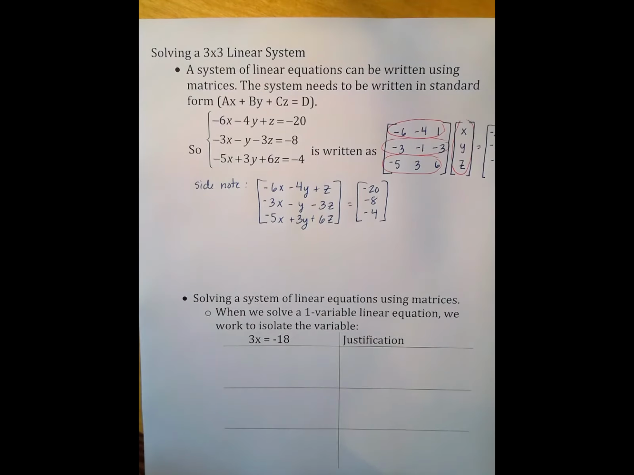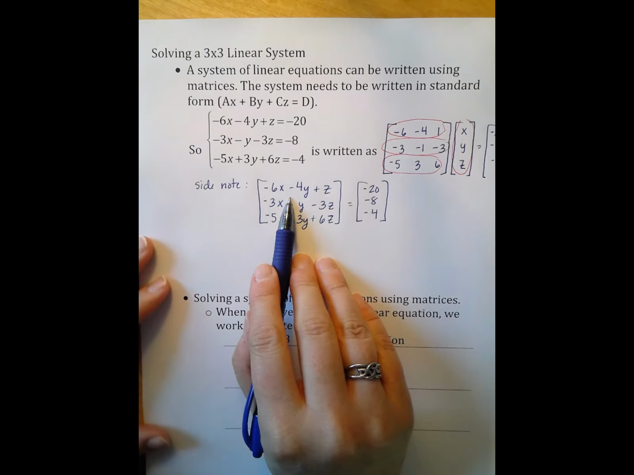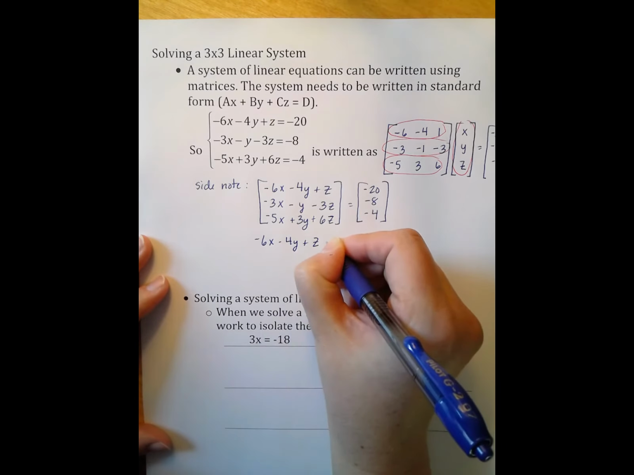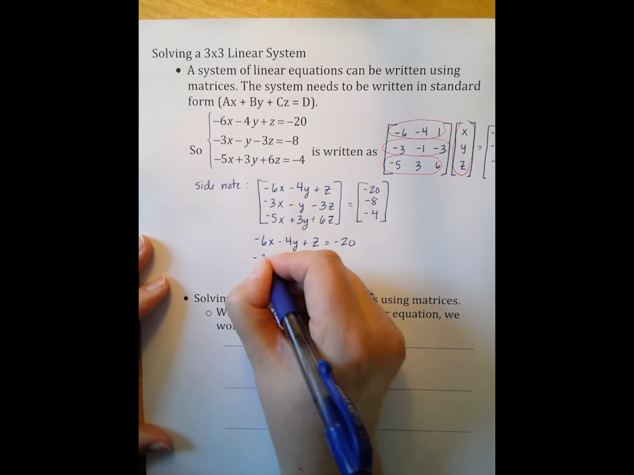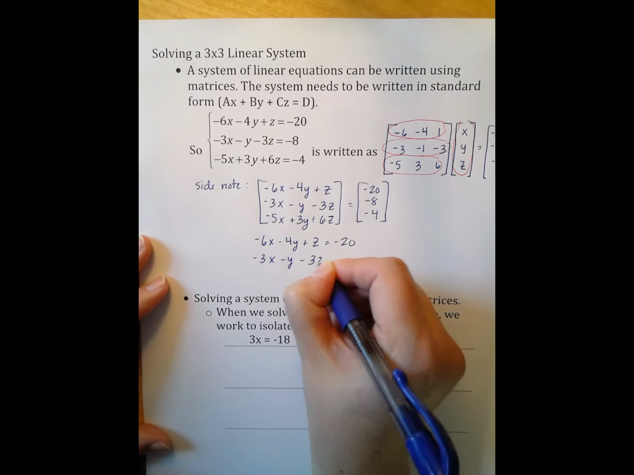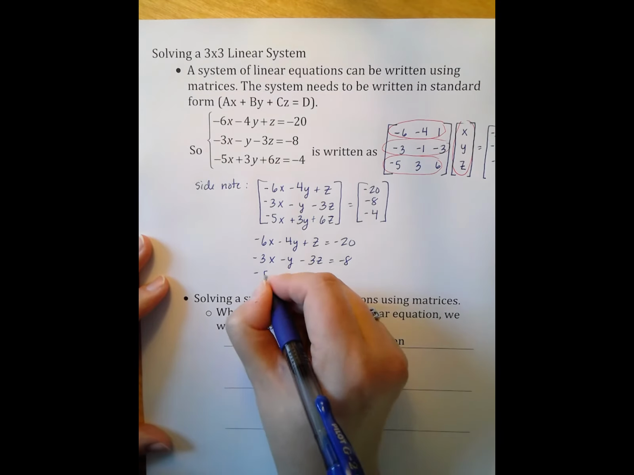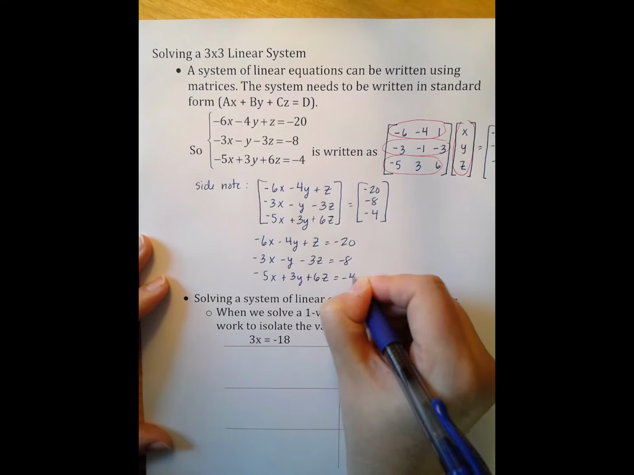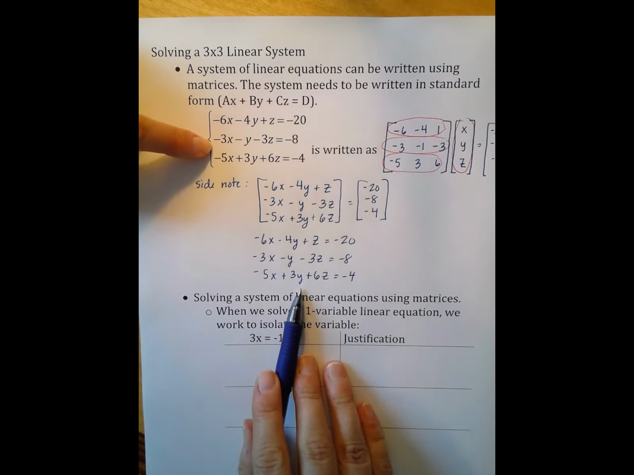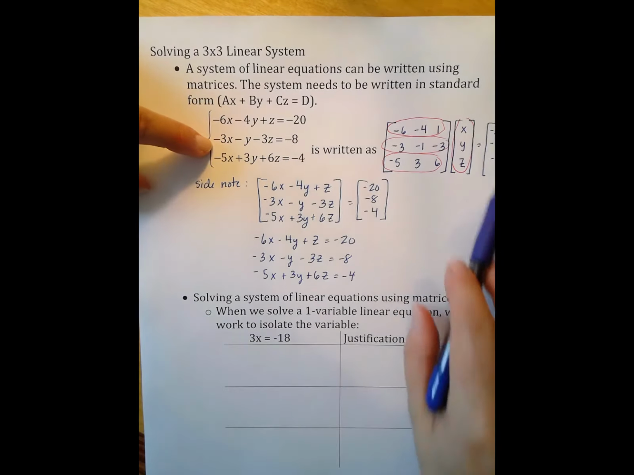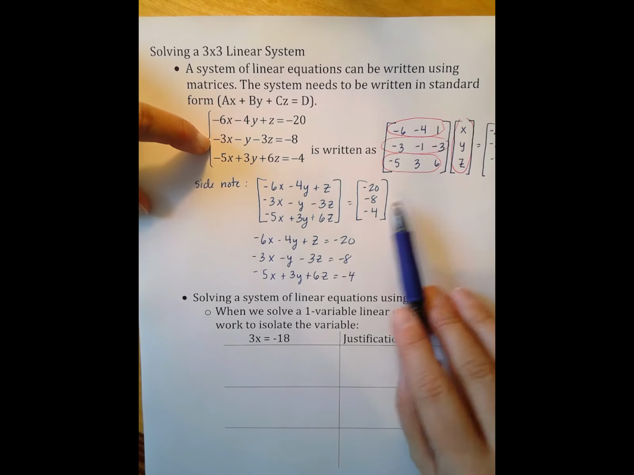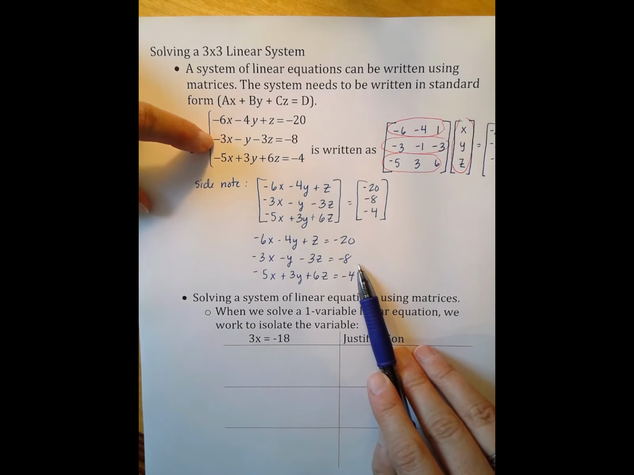And in order for 2 matrices to be equal, the components have to be equal, so that means that -6x minus 4y plus z equals -20, -3x minus y minus 3z equals -8, and -5x plus 3y plus 6z equals -4. Which gives us back our original equations. So we know that this matrix setup is equivalent to this 3 by 3 system, because when I multiply this matrix out, I get the 3 by 3 system back.